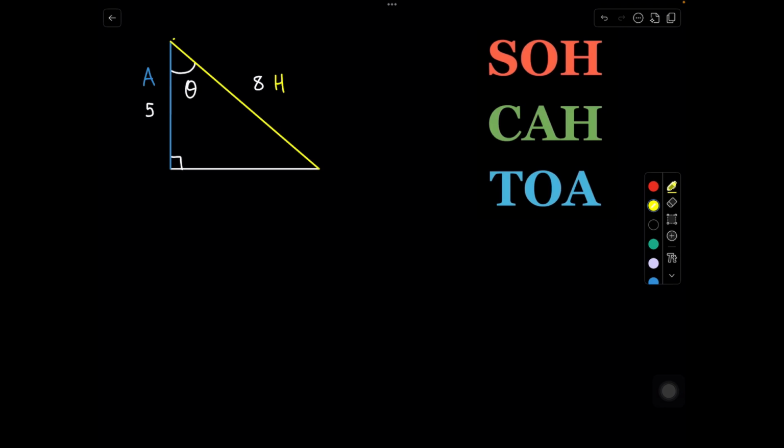So looking at SOH CAH TOA, which one of these relates to A and H? Well, cos does. So we can write cos, then you always write the angle, equals adjacent, which is the 5, divided by the H, which is the 8. And then finally, we just need to do the opposite of cos on both sides, which gets rid of it on the left, and then you need to write it on the other side. So if you write cos inverse of 5 on 8 into your calculator, it will give you the angle that we were looking for.